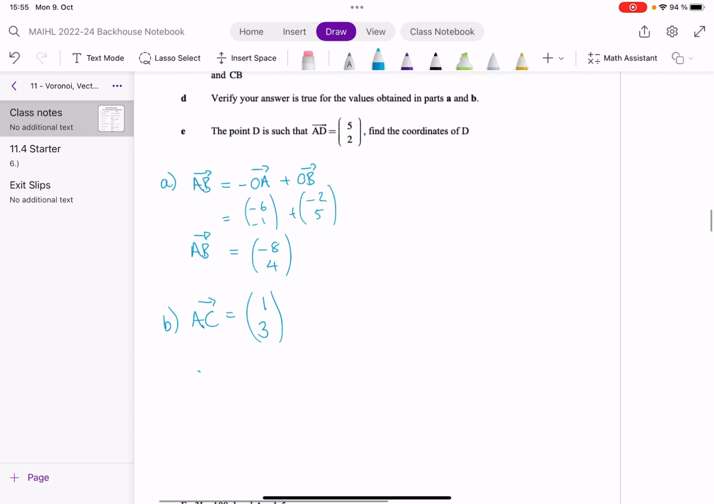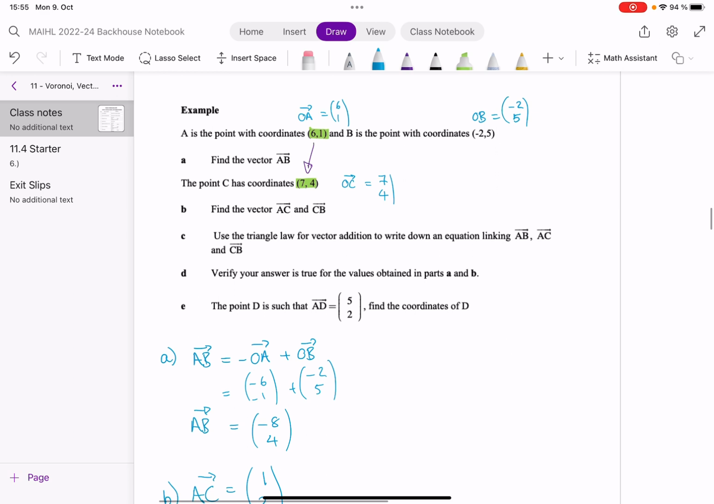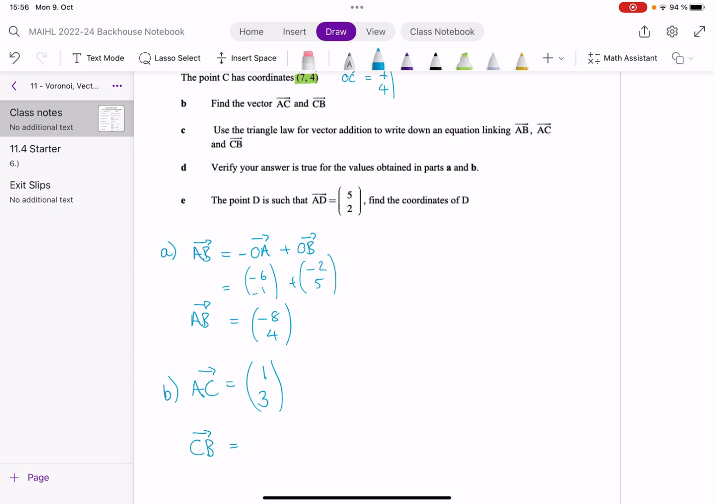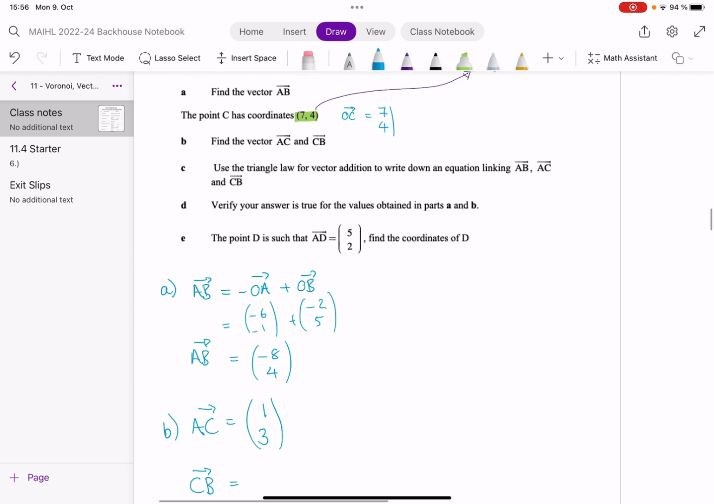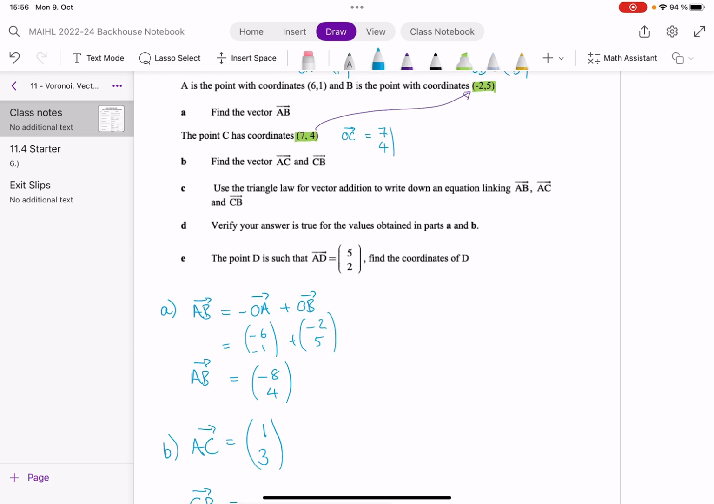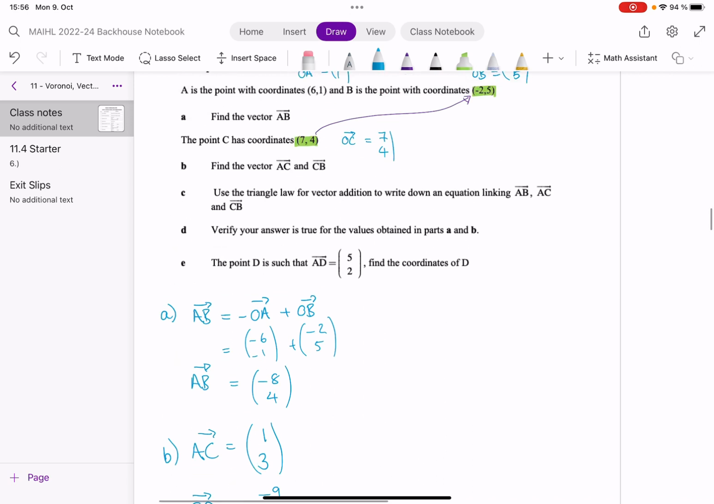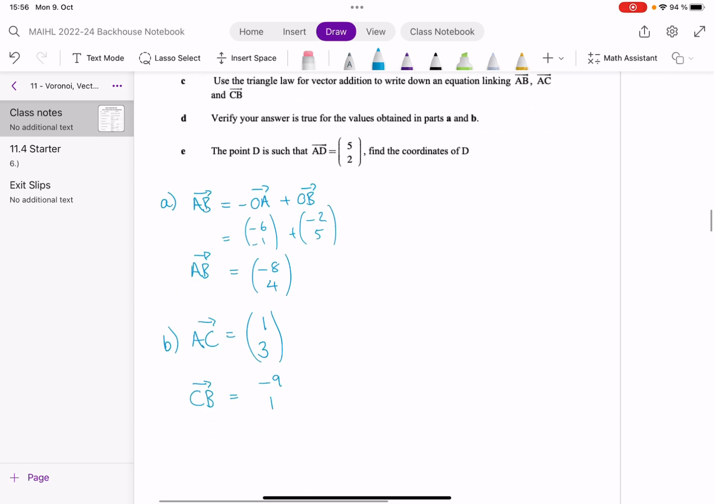Okay, we also need to find CB. So once again, I would probably just think to myself, how do I get from C to B? If you find it much simpler to use that calculation of negative OC plus OB, then by all means do. I can see I want to go from 7 to negative 2, so I need to go negative 9. I want to go 4 to 5, that is going up by 1.